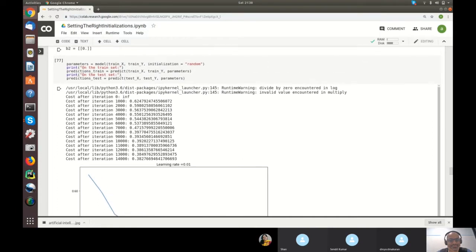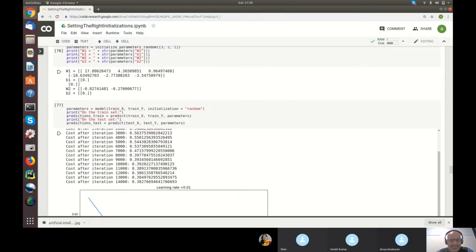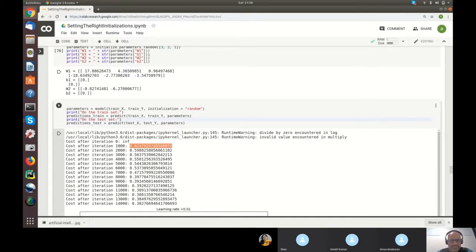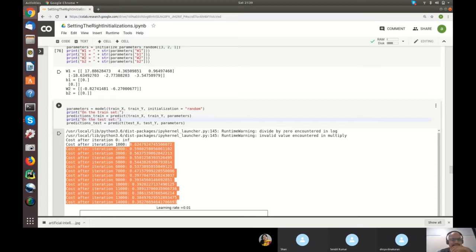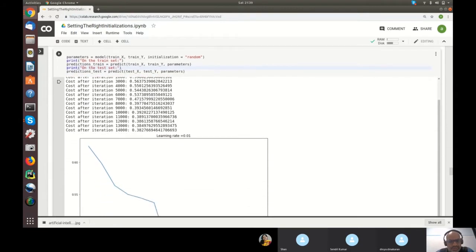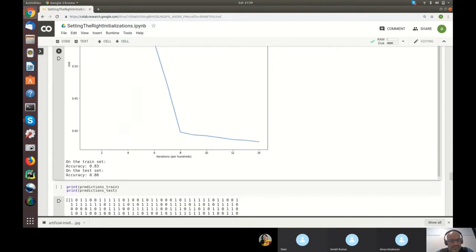So in this case, the parameters were initialized in a random way. And we see that the loss function started from here and went down to 0.38. This is, of course, an improvement. In terms of accuracy, on the training set, it's 0.83, and the test set is 0.86. So it's very close, which means the model is behaving well, and it's much better than the 50% accuracy we got earlier.